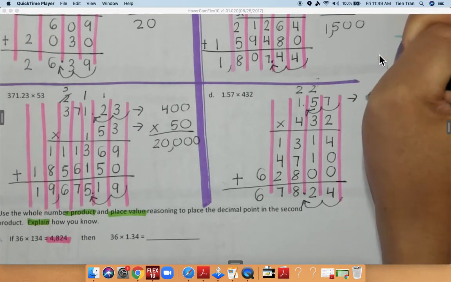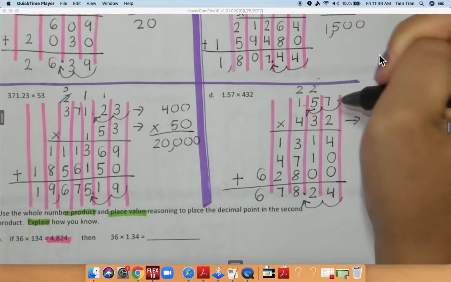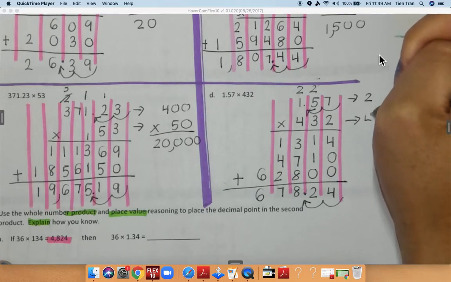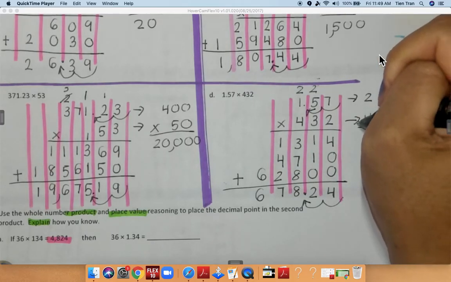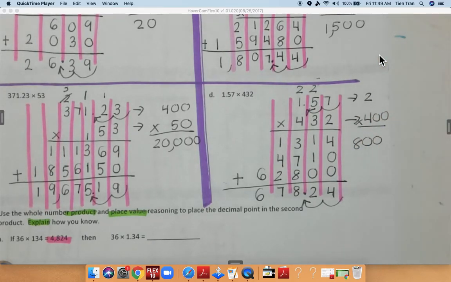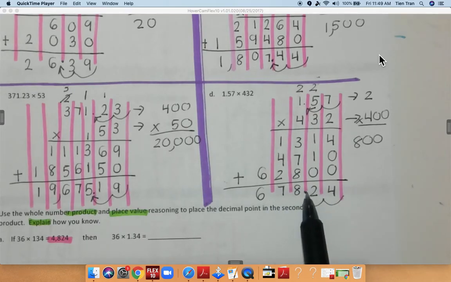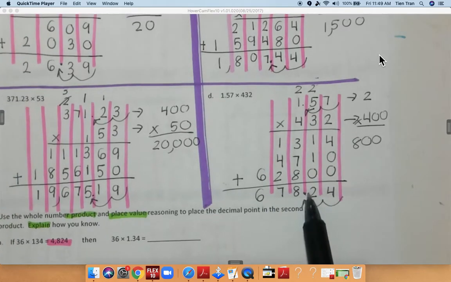So I'm multiplying 2, because I rounded 1 and 57 to 2, and 432 can be rounded to 400. 4 times 2 is equal to 8. Add my 2 zeros, it gives me 800. So that means that my place value should be in the hundreds, right? So that's why my decimal goes in between 8 and 2.